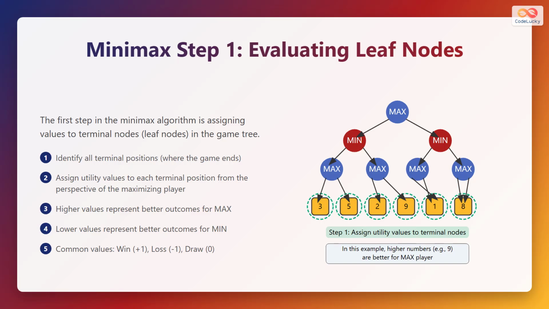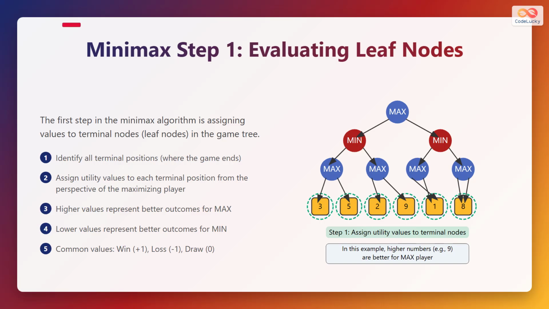The first step in the Minimax algorithm is assigning values to the terminal nodes, also known as leaf nodes, in the game tree. First, we identify all terminal positions where the game ends. Then we assign utility values to each terminal position from the perspective of the maximizing player. Higher values represent better outcomes for the maximizing player. Conversely, lower values represent better outcomes for the minimizing player. Common values are win, which means +1, loss, which means -1, and draw, which is 0.